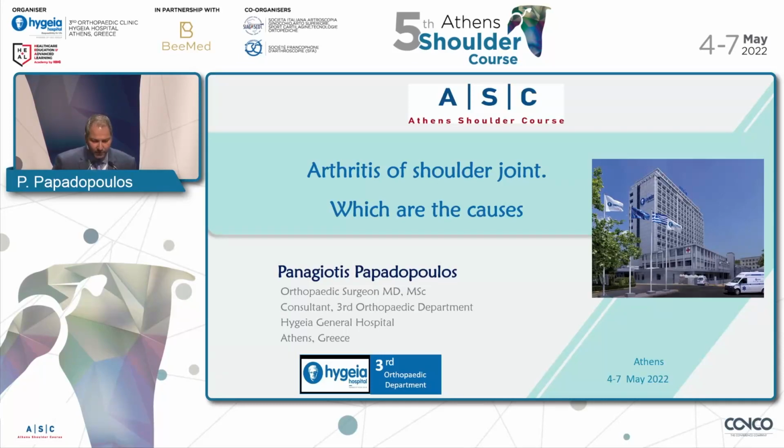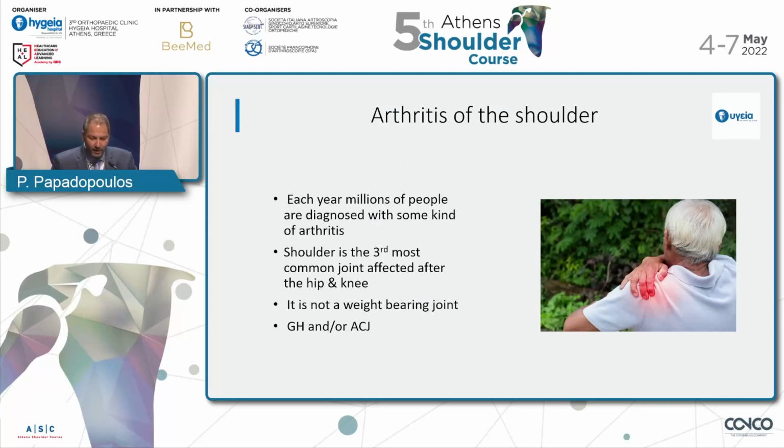So the topic today is shoulder arthritis, and we must know that each year millions of people are affected with some kind of arthritis. The shoulder is the third most common joint after hip and knee, and this is probably because it's not a weight-bearing joint as hip and knee. It can affect the glenohumeral and or AC joint.